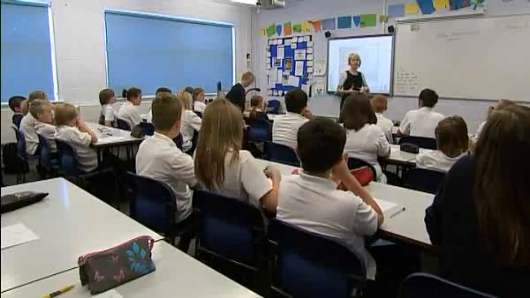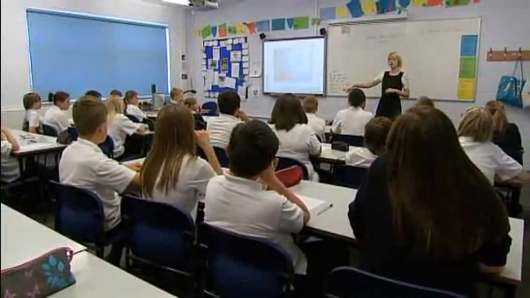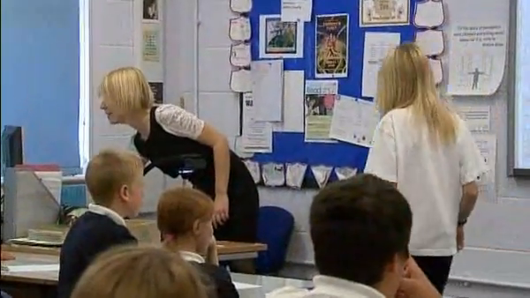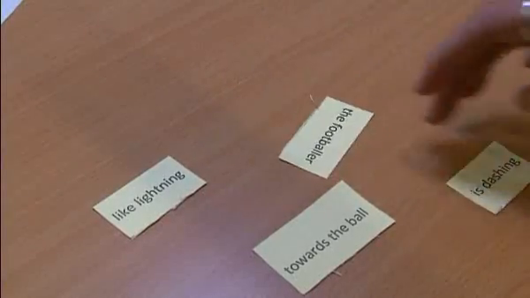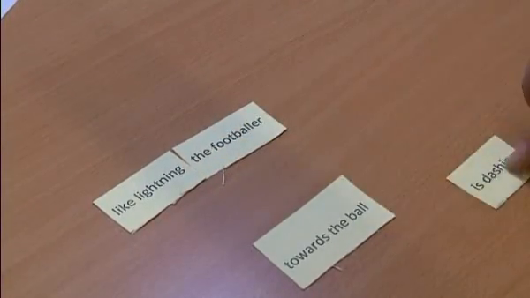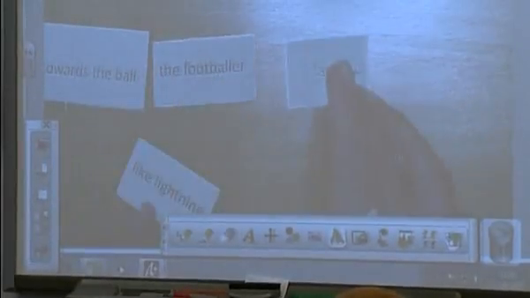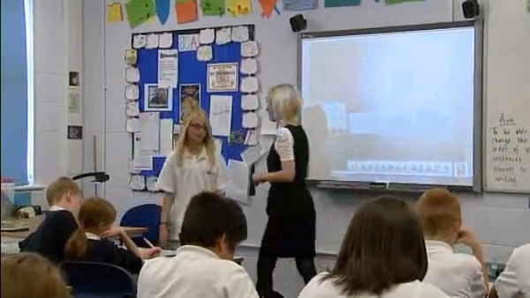Right, what we're going to do is we're going to have somebody come up to the front and we're going to have them actually do the card sort under the visualiser. 4 cards. Let's see how many different ways you can actually arrange them to create the sentences. Can you read them out when you've got them in a sentence for me? Like lightning, the footballer is dashing towards the ball. And lovely, give us a second way of doing it. Towards the ball, the footballer is dashing like lightning. Thank you very much, Tanya, that was really helpful.